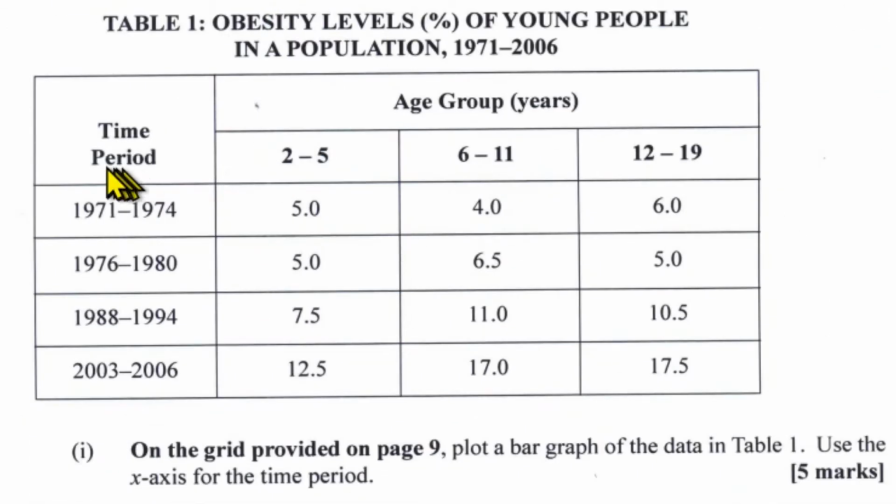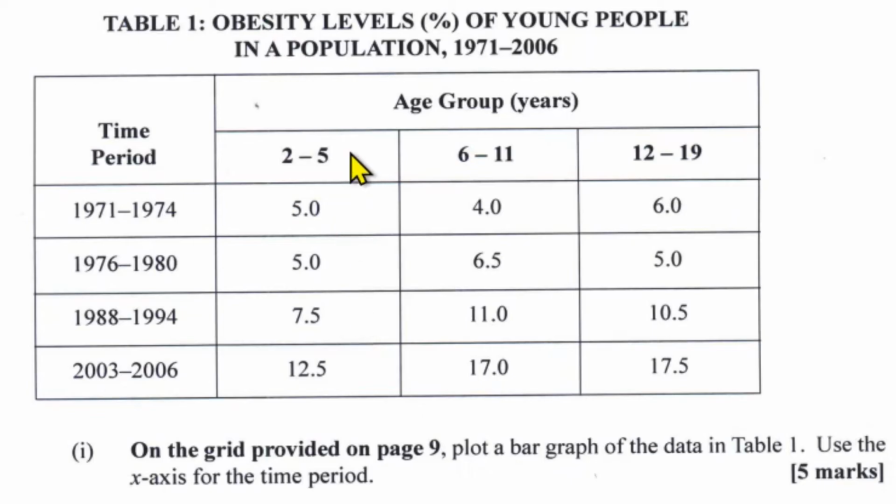Now on the table itself, we have time periods 1971 to 74, 76 to 80, 88 to 94, 2003 to 2006. We have 3 different age groups depicted: 2 to 5, 6 to 11, and 12 to 19. What you're seeing here is the obesity levels and percentage of young people.